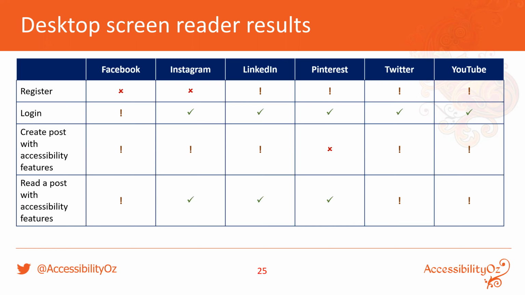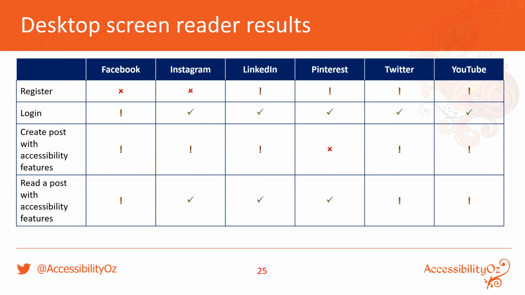Pinterest found registering very difficult, could log in and read a post, but couldn't create a post with accessibility features. Twitter, register, create post and read post were very difficult, but logging in he could do. YouTube, the same thing, register, create post and read a post were very difficult, and log in he could do. So that's desktop.